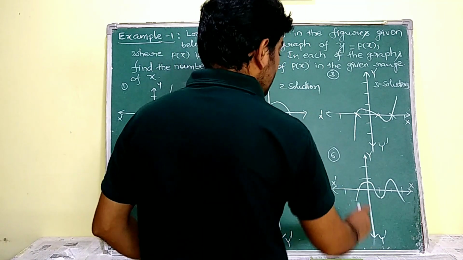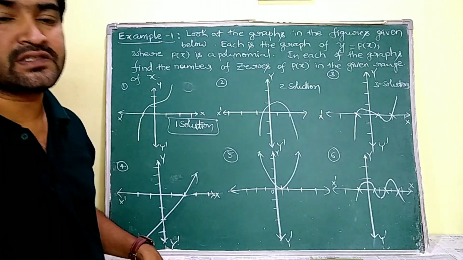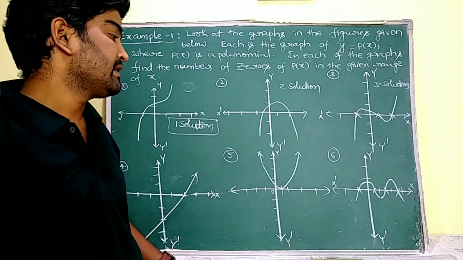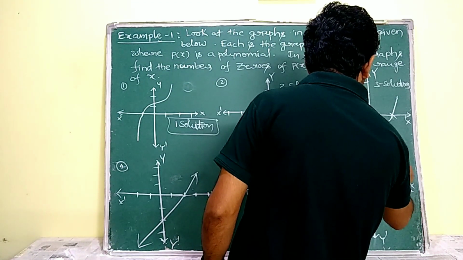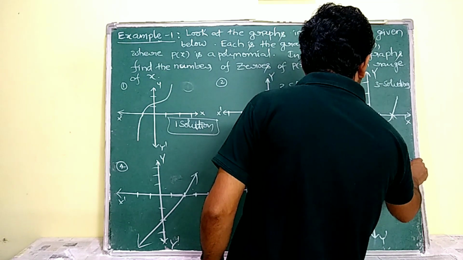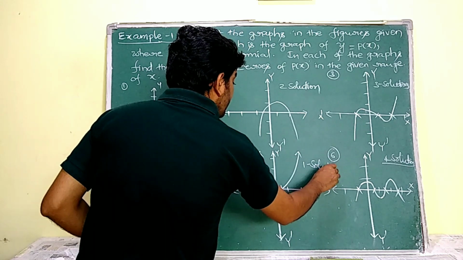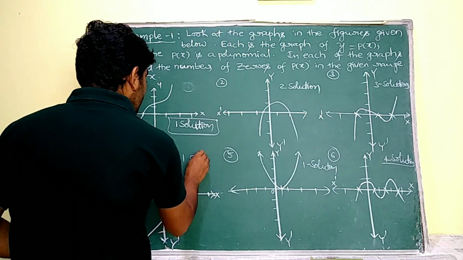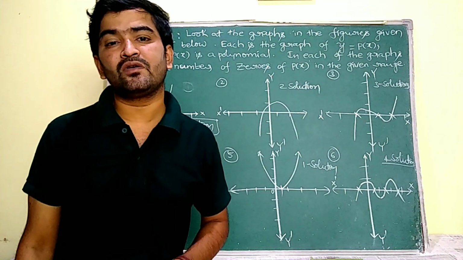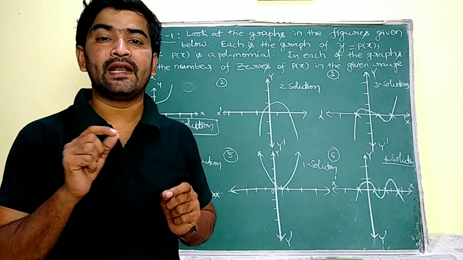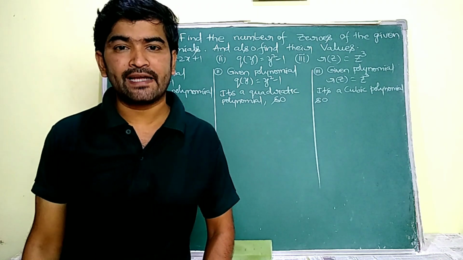Here this graph touches the x-axis at 1, 2, 3, 4. The graph touches the x-axis at 4 different points. That is why the graph is having 4 solutions. Here one solution. Here also one solution. Graphically, if you ask the solutions, you just have to count the number of points at which the graph touches the x-axis.